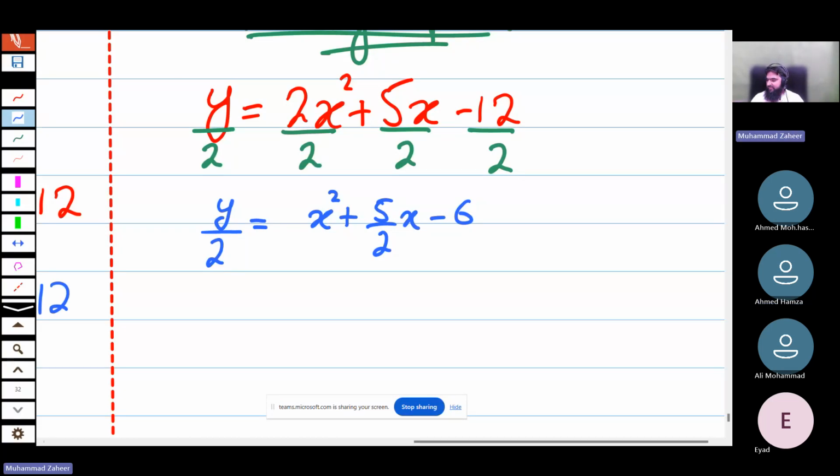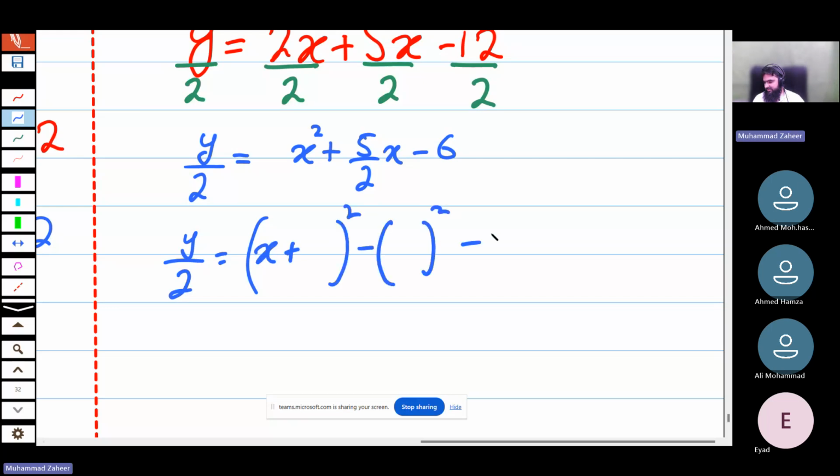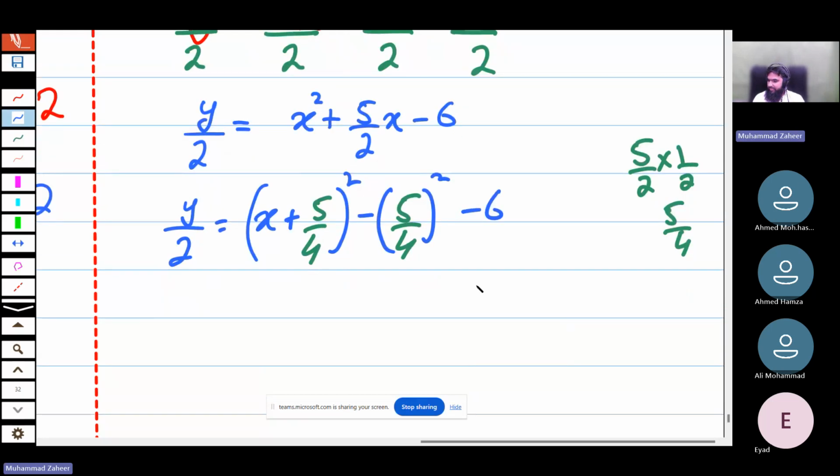All clear. Okay. Now do the completing square. We need to write the equation in the form that I told you: x plus b whole squared minus b squared minus 6 as it is. So what is the value of b? You have to multiply the coefficient of x by 1 over 2, so you'll get positive 5 by 4. Basically, this is the completing square step. The rest of the steps are just simplification. So y divided by 2 is equal to x plus 5 over 4 whole squared.